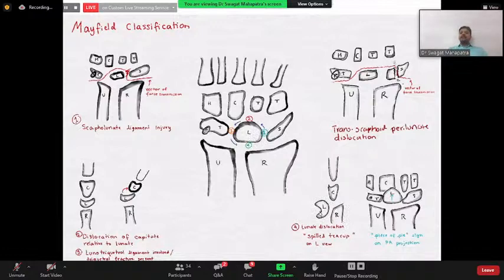This is a spilled teacup sign on lateral view and a piece of pie sign on PA view. So it easily explains the process through which lunate dislocation proceeds, usually in 4 stages. Hope I am clear regarding this DISI-VISI and dislocation concept, because it took me, and I'm sure it takes a little time to understand this.